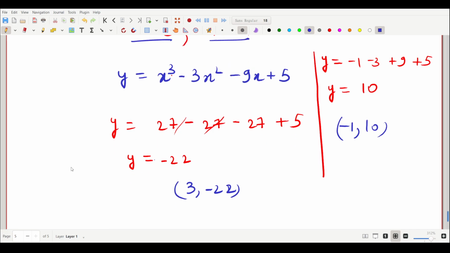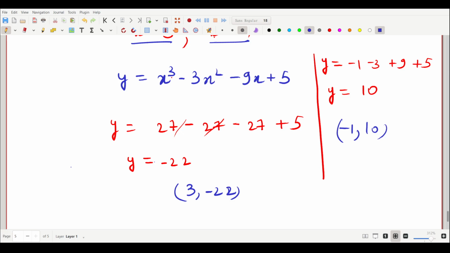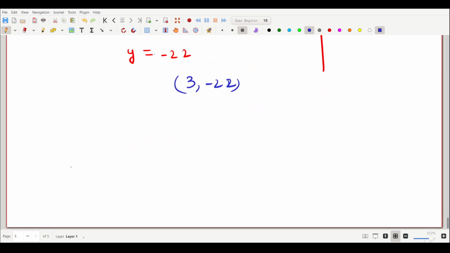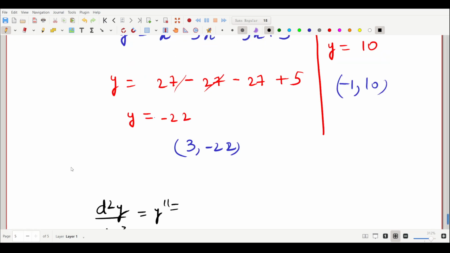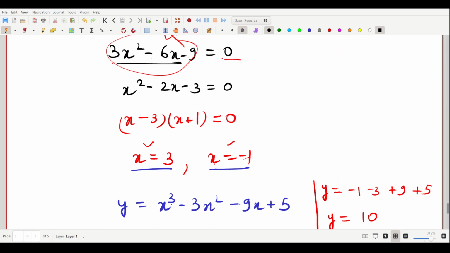Now we need to check if the curve is maximum or minimum at these points. How will you check that? There we will require the double derivative, d2y over dx square, which is also known as y double dash. Let's find it out. So dy over dx was this.